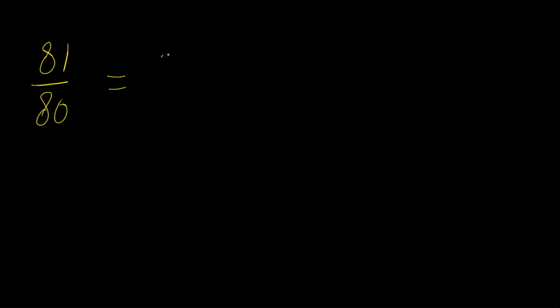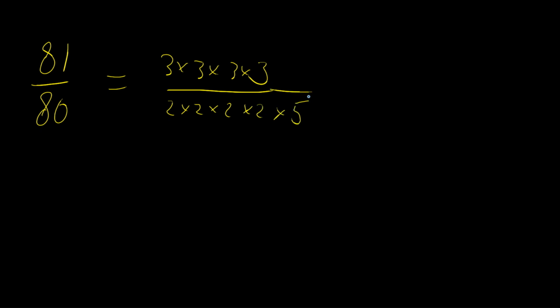So we can say 81 is 3 times 3 times 3 times 3, and 80 is 2 times 2 times 2 times 2 times 5. And so this is the prime decomposition. This is the prime factorization of it, which is to say that these are the smallest whole numbers you can break down 81 into. You can't break it down any further because 3 is only divisible by 1 and itself, 2 is only divisible by 1 and itself, and 5 is only divisible by 1 and itself.